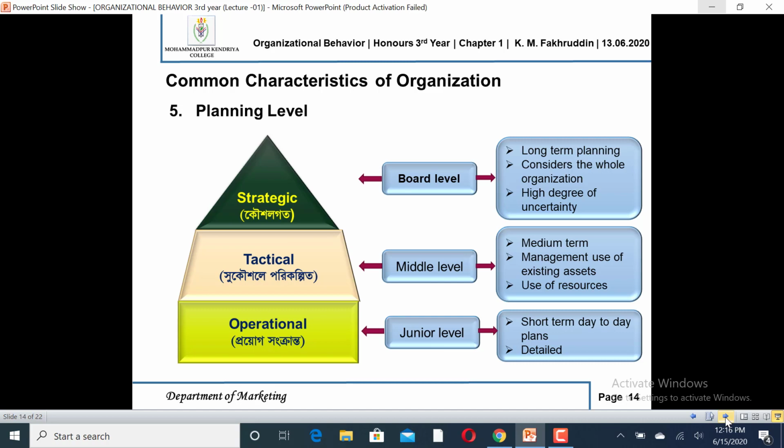Last one is operational plans. Operational plans are day-to-day plans for the running of the company. Given the existing direction, operational plans are carried out by junior management level. They do not tend to change organization strategy. Operational planning is detailed short-term planning.